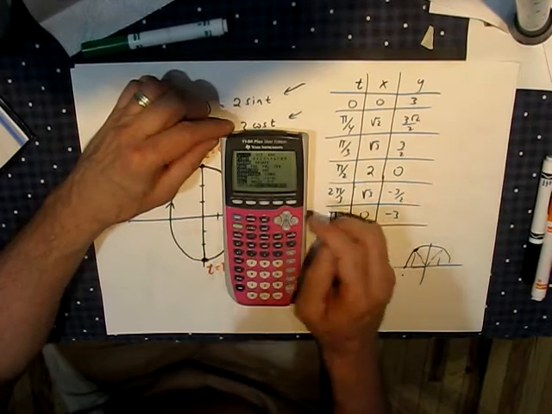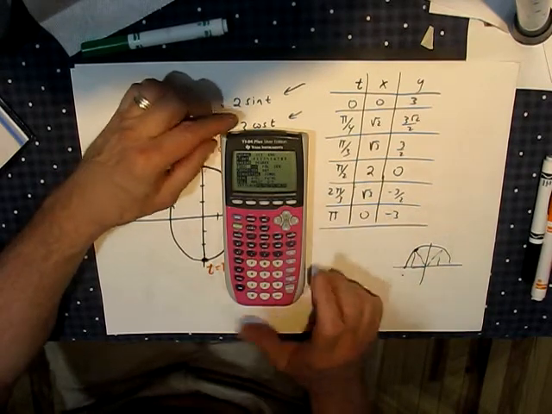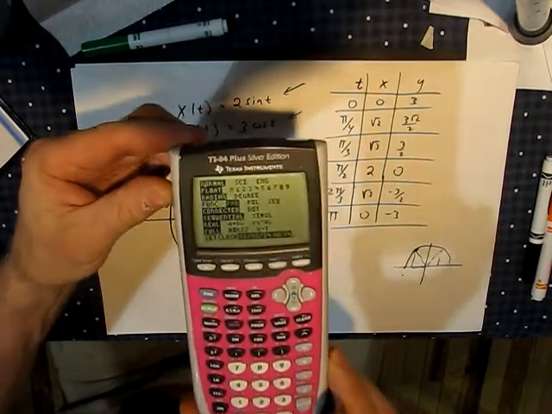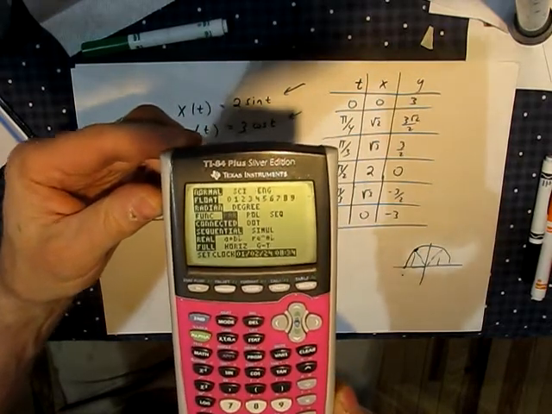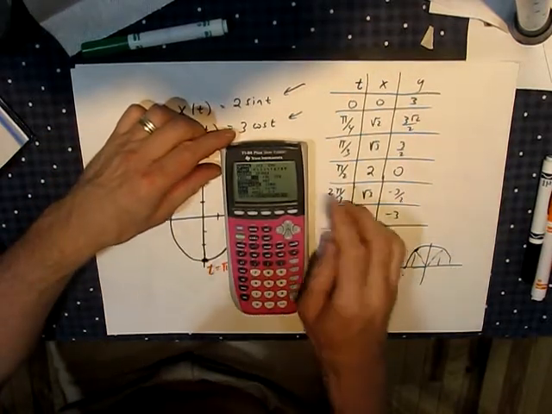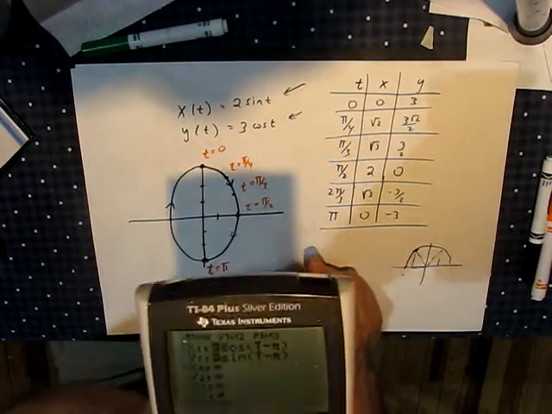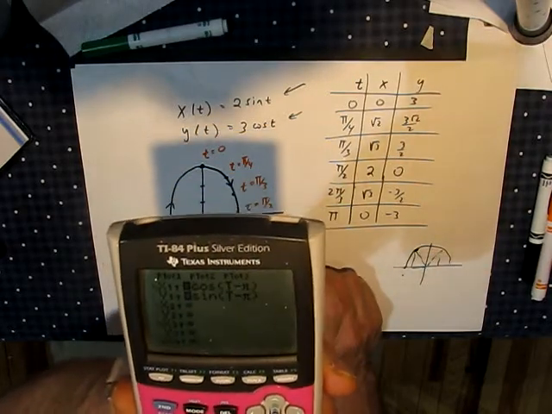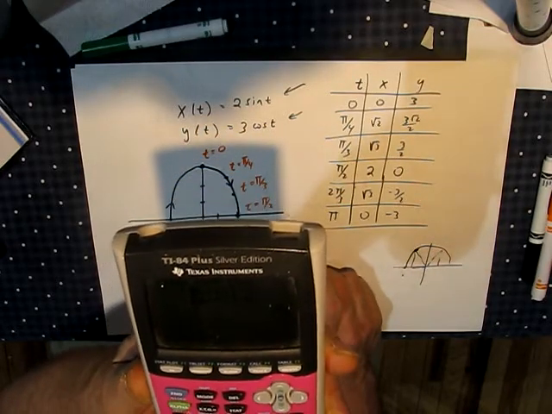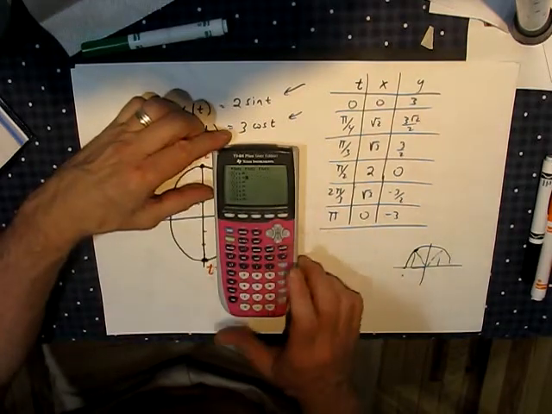I'm going to go into the mode of parametric, which is the fourth option there. Let me pull that a little closer so you can see I've done parametric. And now I'm going to go to y equals. And if you notice the y equals, it's got an x1 of t, y1 of t, so you can put more than one parametric equation. So I'm going to clear those two entries.